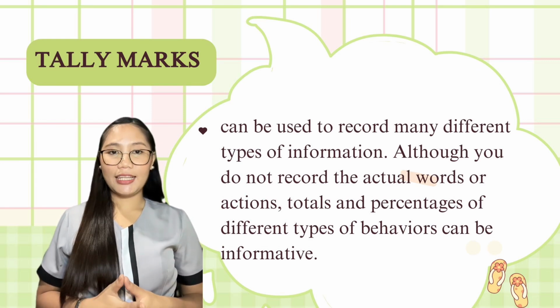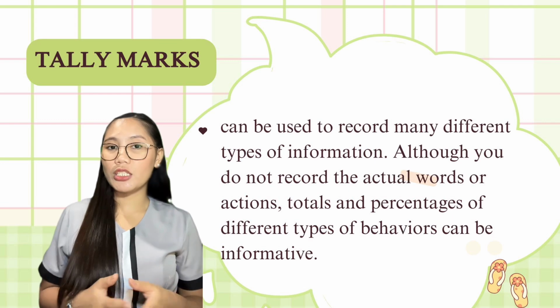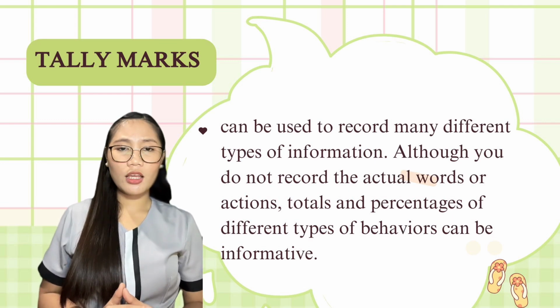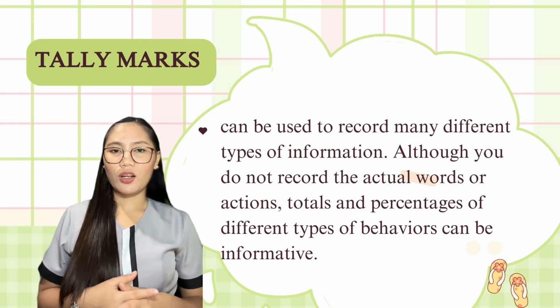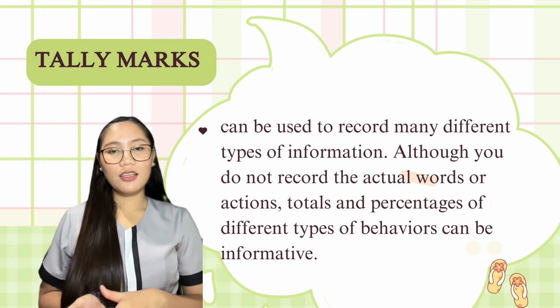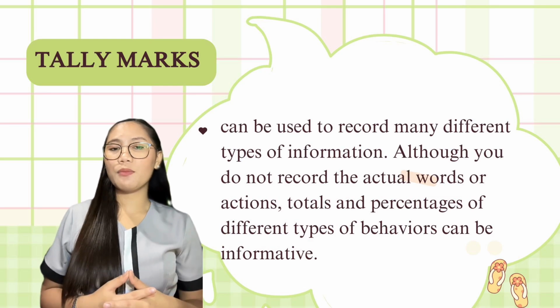Instead of writing down full sentences, the observer just makes a line each time a behavior happens, like when a student answers the questions, or when the teacher praises a learner. Every fifth line is crossed to make counting easier. So in the end, the marks are added up to see how often each behavior occurred.